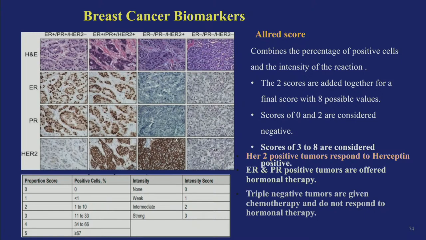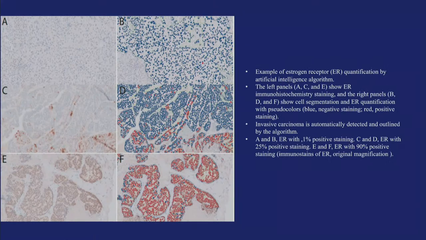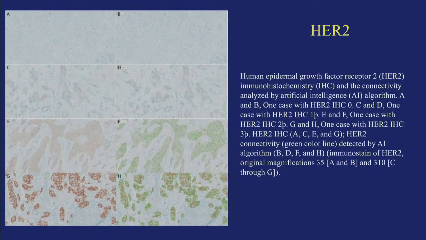Because if they are ER and PR positive, they are offered hormonal therapy. And if they are negative, they are given chemotherapy. So this is very important. So AI algorithms have been used to improve this and help the pathologists to give a more accurate diagnosis, because HER2 is one more area wherein if you have 1 and it is negative, but if it is 2, you have to confirm it further by FISH. And if FISH comes positive, consider it as true positive.